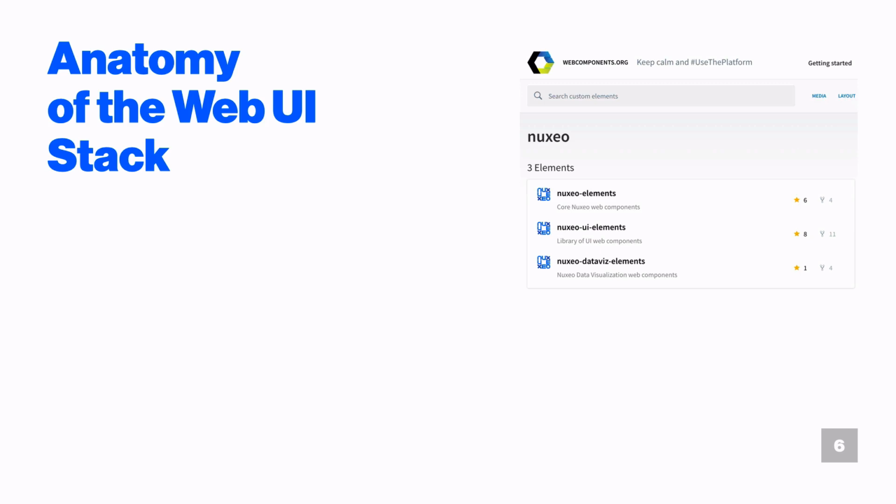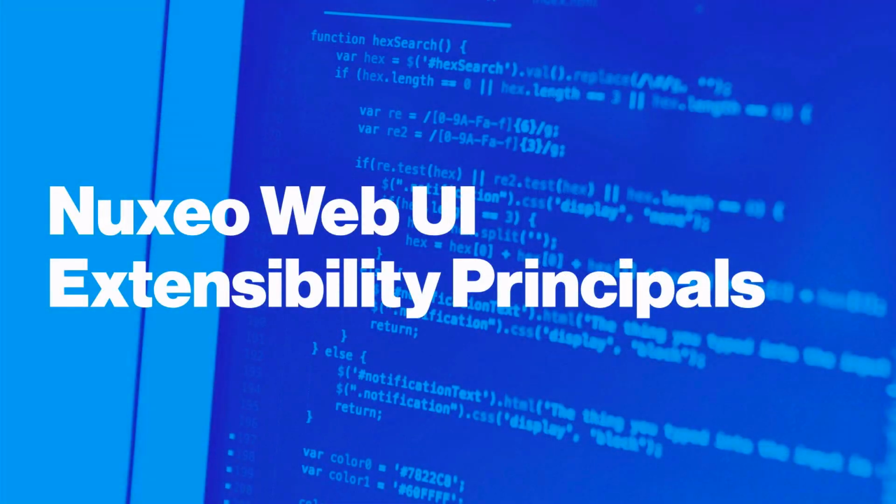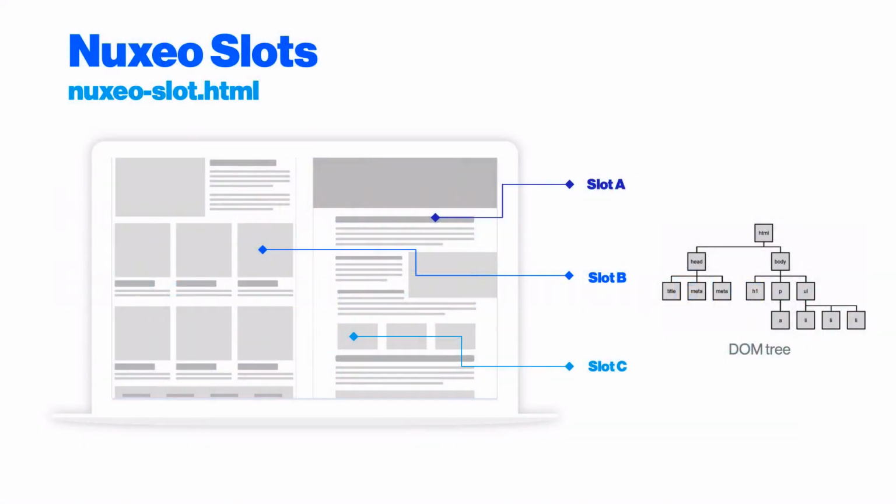Following on the repositories you should be aware of when working on Web UI, there is also the Nuxeo Web UI repository itself, Nuxeo-Web-UI. Web UI intensively relies on Nuxeo-slot.html to be extended. An HTML slot element is a placeholder inside a web component that you can fill with your own markup, which lets you create separate DOM trees and present them together.